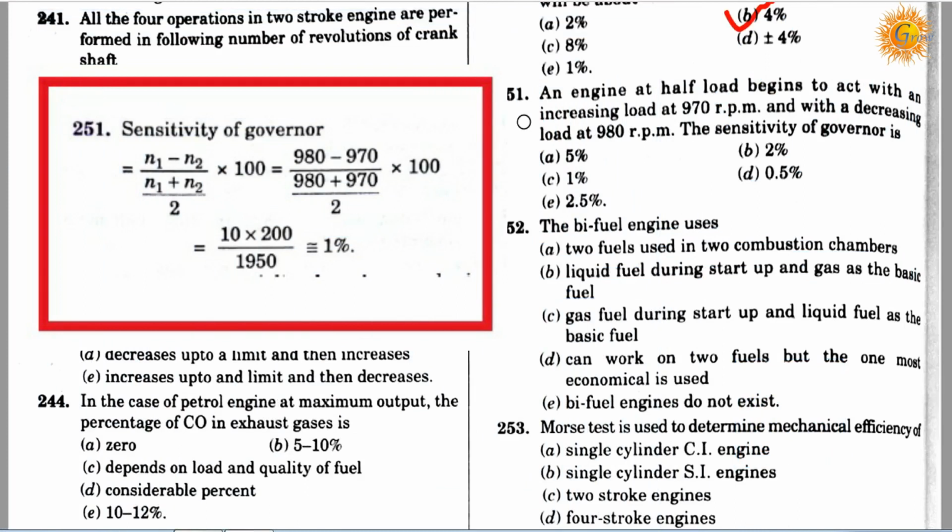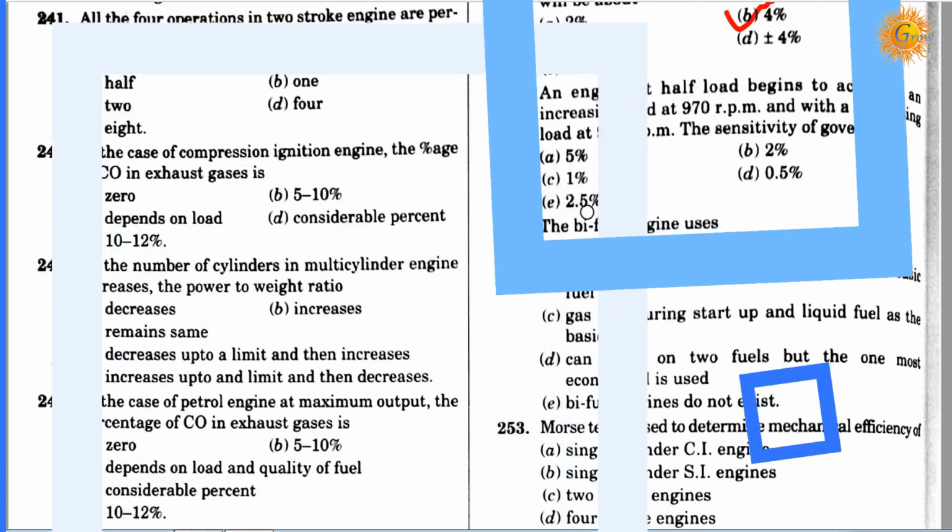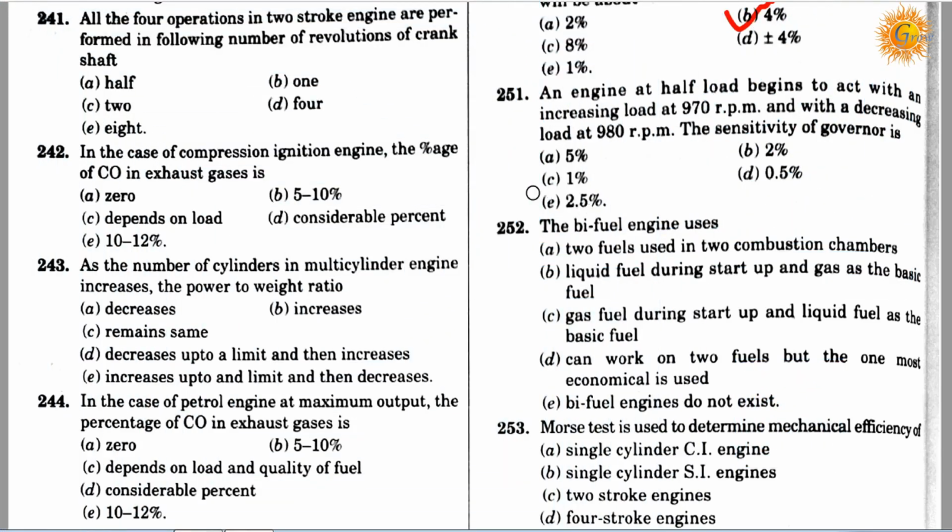Question number 251. An engine at half load begins to act with an increasing load at 970 rpm and with a decreasing load at 980 rpm. The sensitivity of governor is. Option A 5%, option B 2%, option C 1%, option D 0.5%, option E 2.5%. So the correct answer will be C, the 1%.